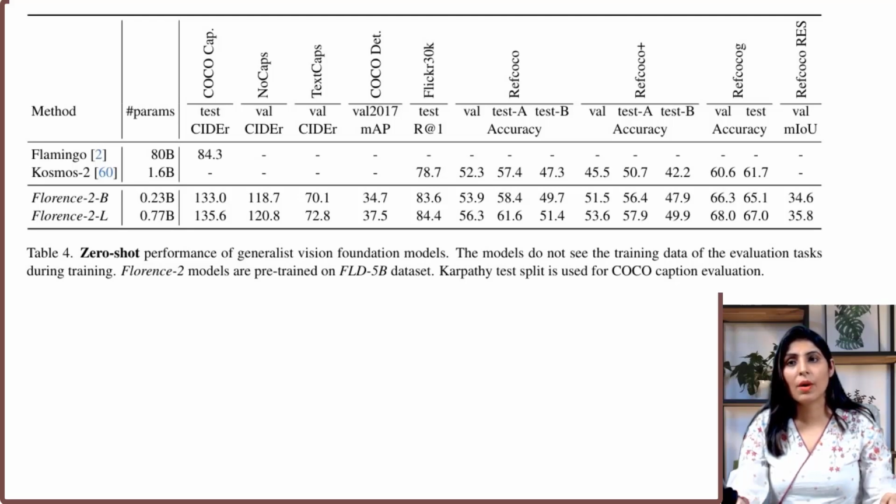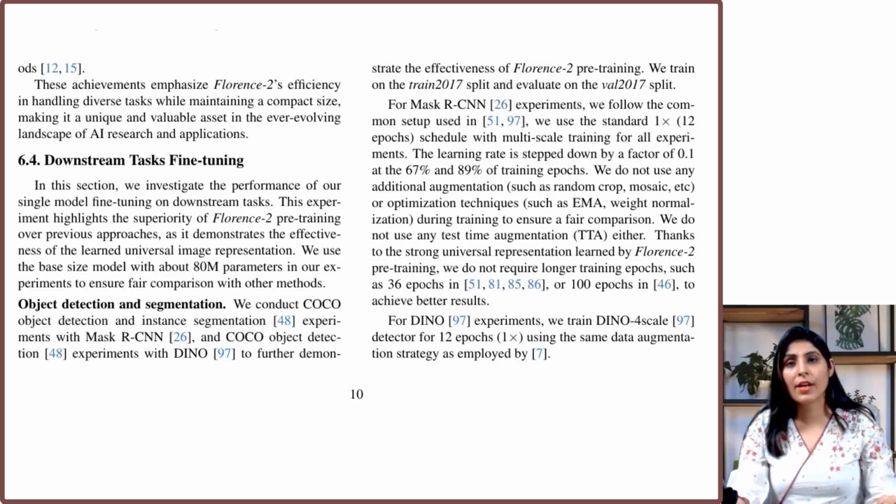Okay, now let's talk about the next section, which is downstream tasks fine-tuning. So in this section the authors discuss how their Florence-2 model performs when fine-tuned on specific tasks after its initial pre-training. For this they have used a base size model with around 80 million parameters for fair comparisons with the other techniques.